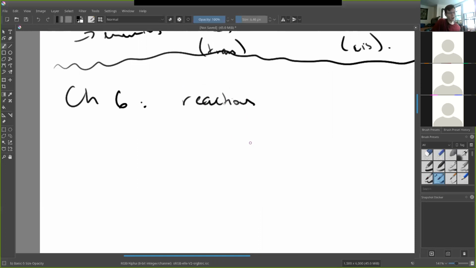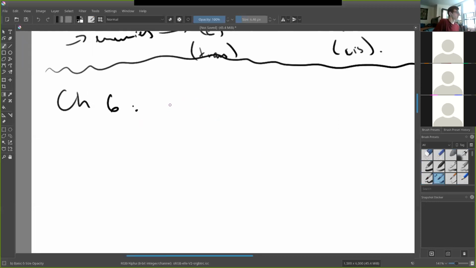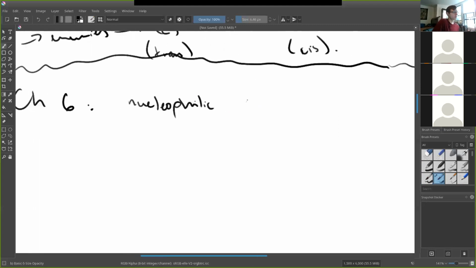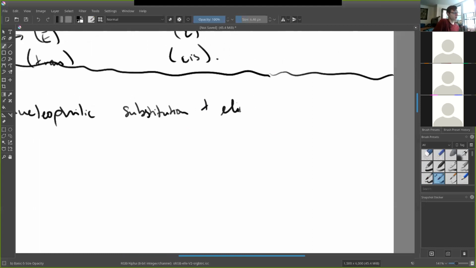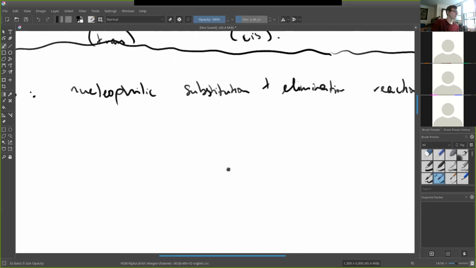Okay. All right, well, this is a kind of useless description, so maybe I'll provide a little more context. To be more specific, you will be learning about nucleophilic substitution and elimination reactions. So that is the focus here. I'll go through what those things actually mean.